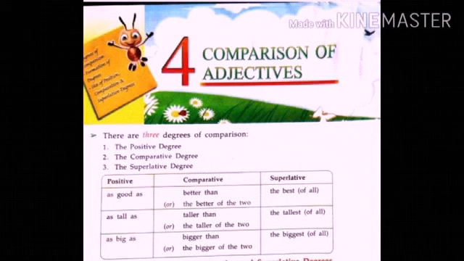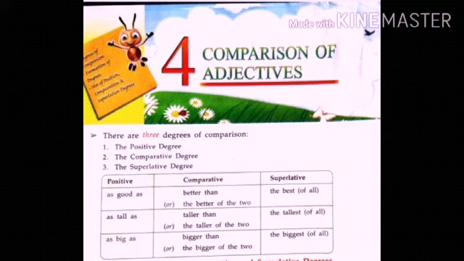In the English language, there are 3 degrees of comparison. Number 1, positive degree. In the positive degree, the comparison is shown by using the word as, and between that we put the positive degree word. For example, as good as, as tall as, as big as.